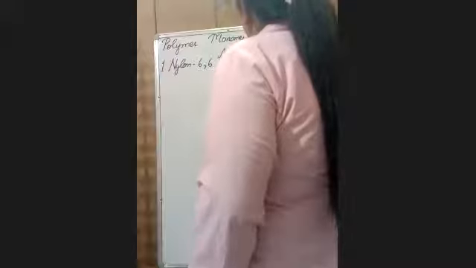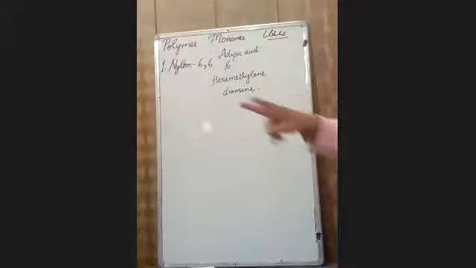Now, what is nylon 6,6? Its monomers are adipic acid and hexamethylene diamine. Now you tell me, is this a homopolymer or copolymer? Message me. It is a copolymer because it is made up of two different types of monomers, and also it is a condensation polymer.